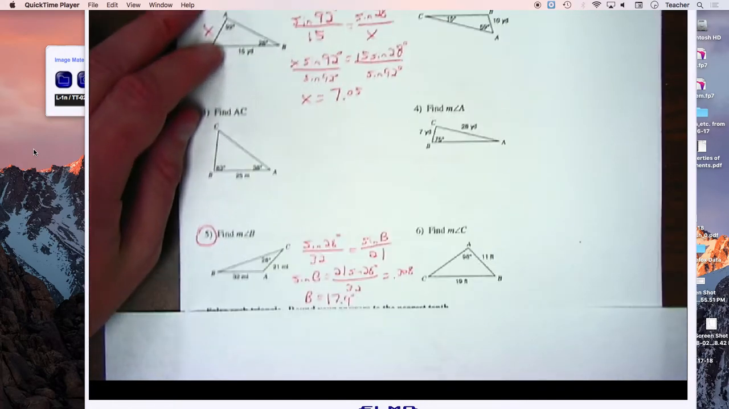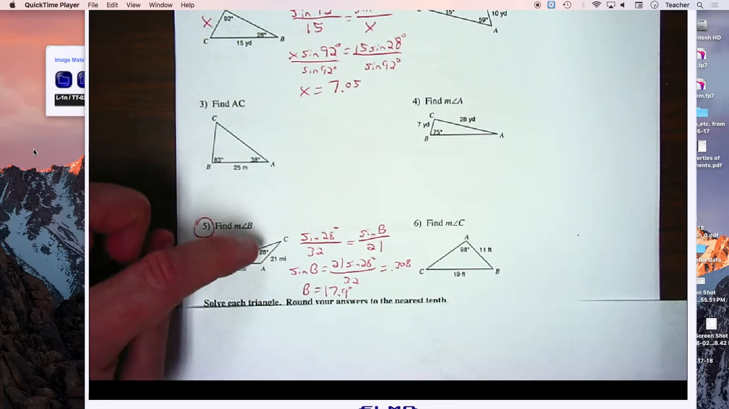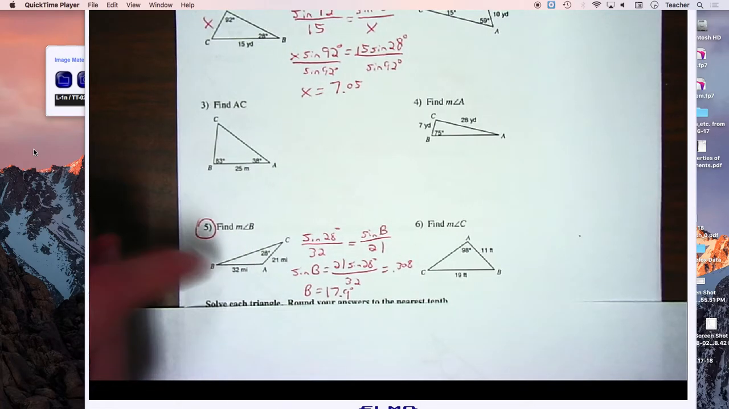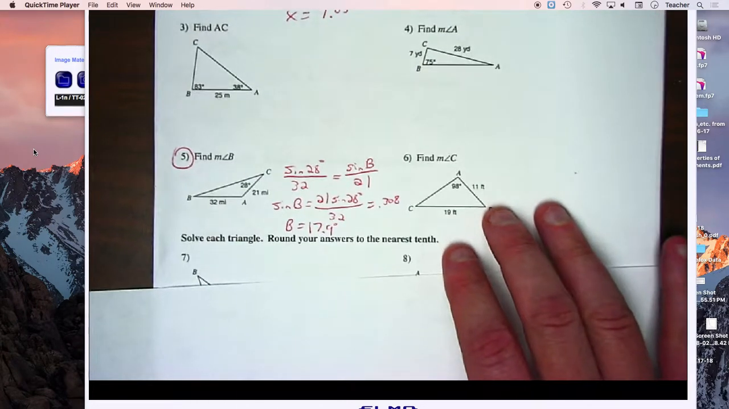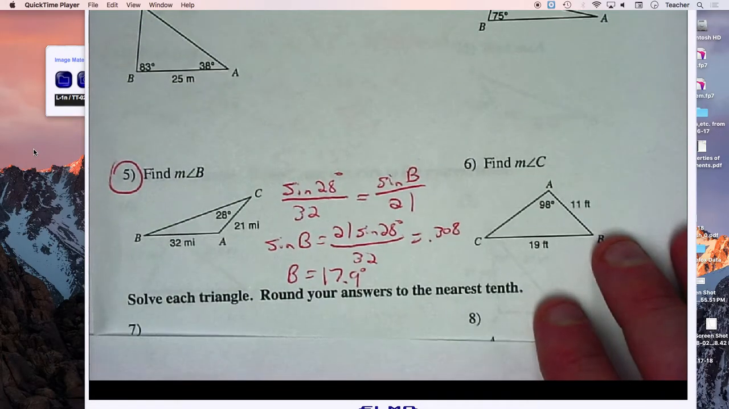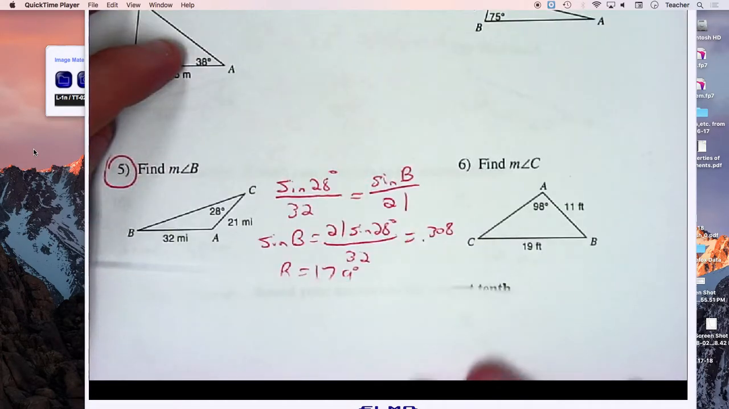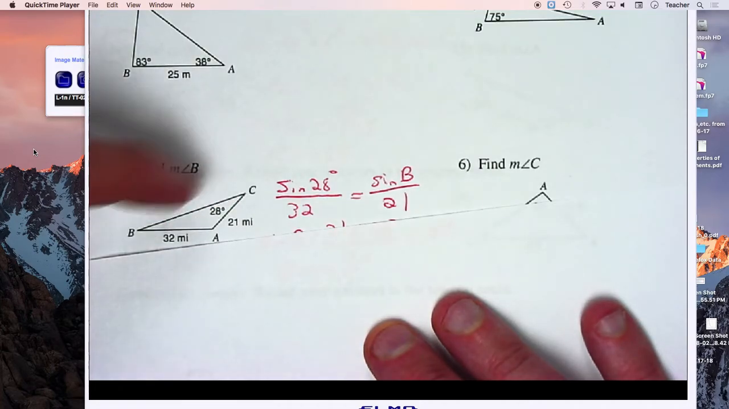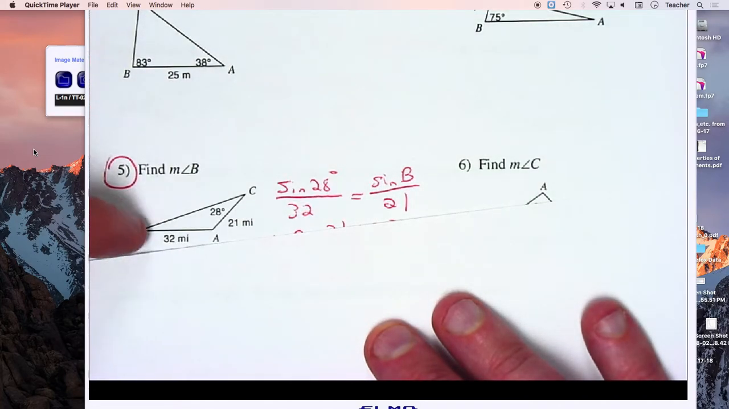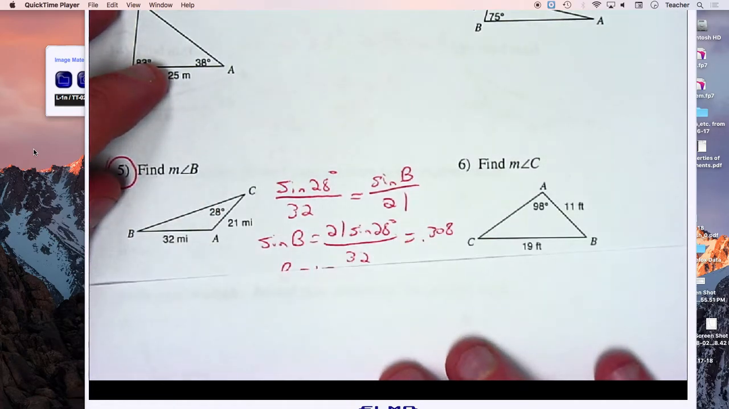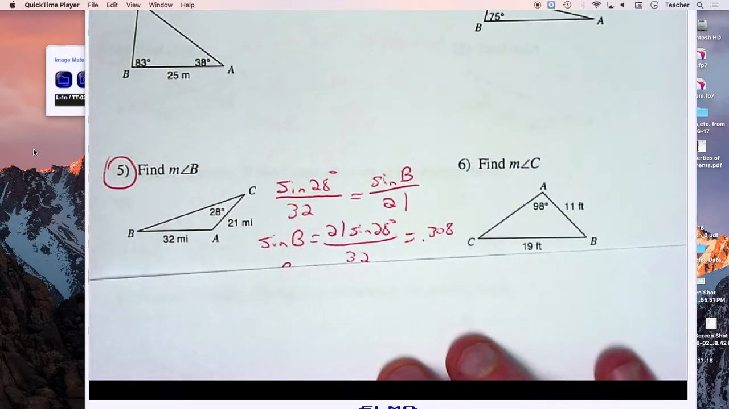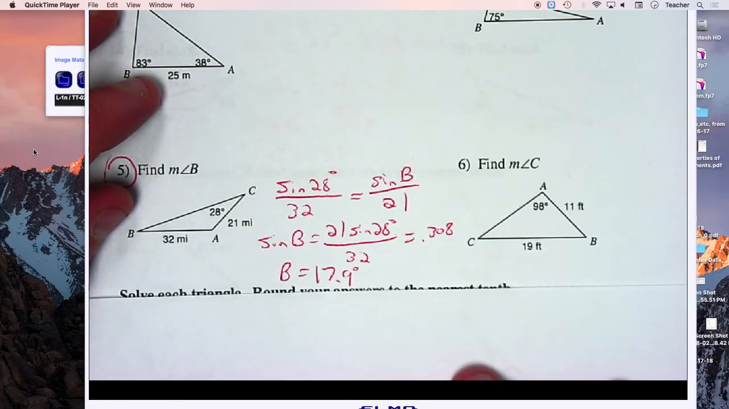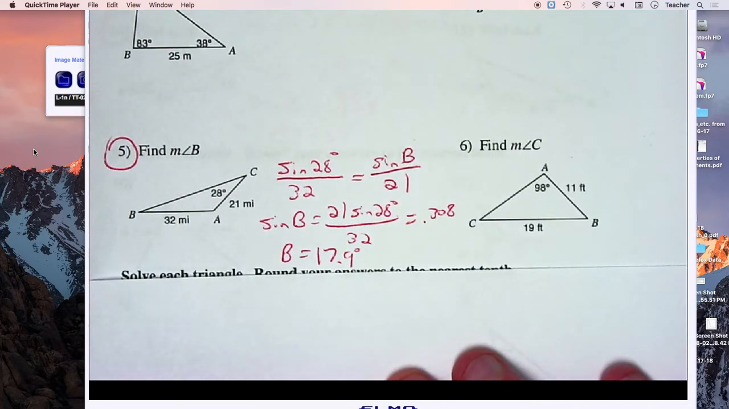For the next one, this time we know one angle and the side across from it, and so that's also a good sign that we're going to use the law of sines. And so again, I set up that same ratio, sine of 28 with the side across from it, sine of B with the side across from it. Cross multiply, we get the sine by itself, and of course whenever we know the sine and want to find the angle, we're going to use the inverse sine, and we get 17.9 degrees.